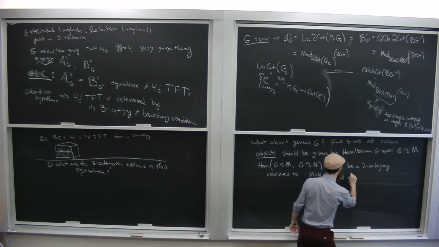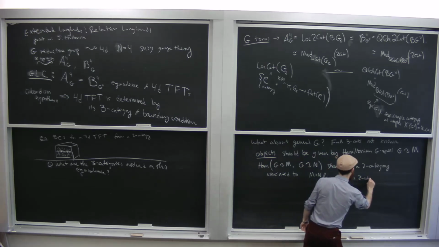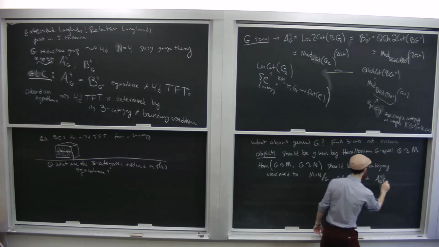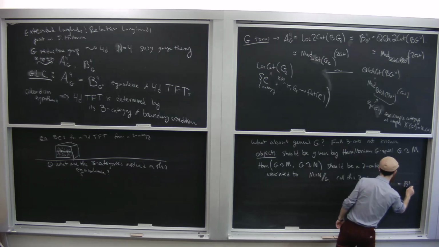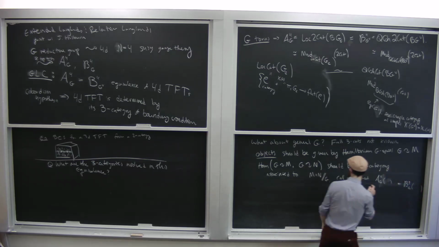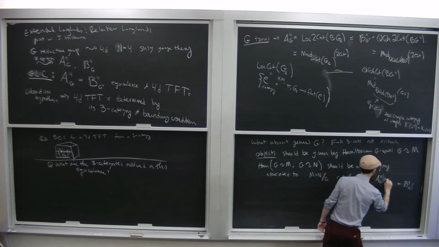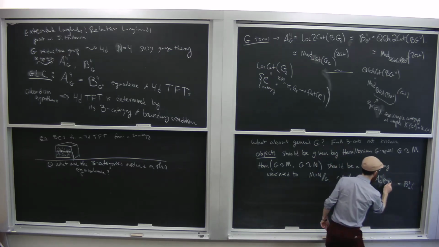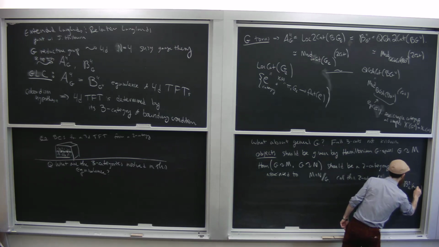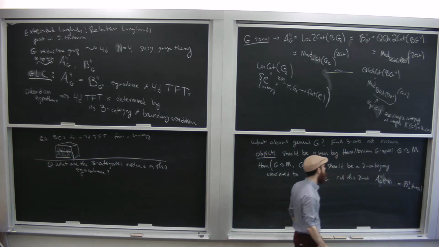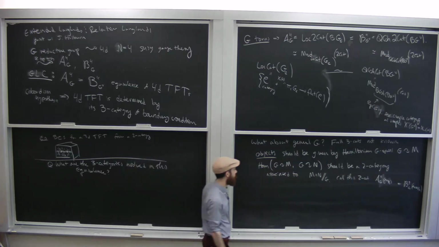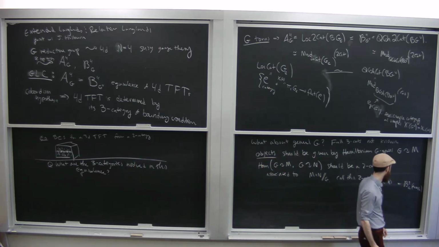So call this 2-category A3G or B3G of this space, M times N. I'm not sure where I'm going with this notation.